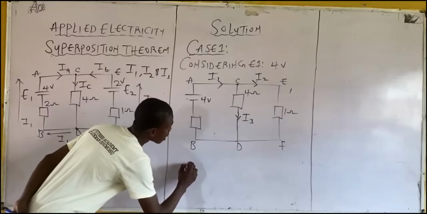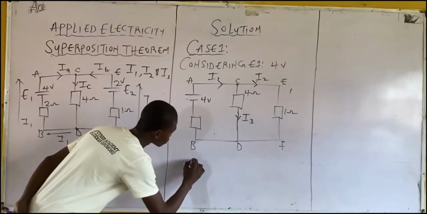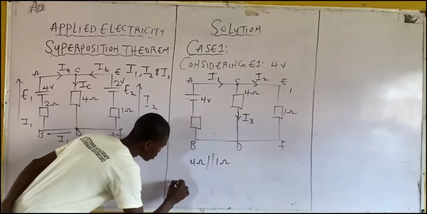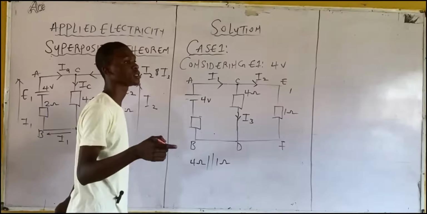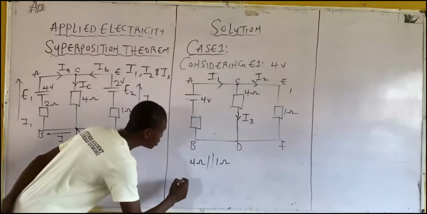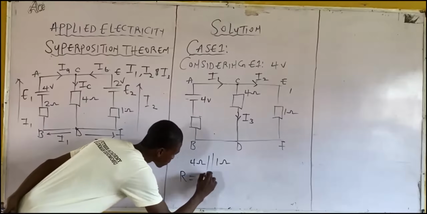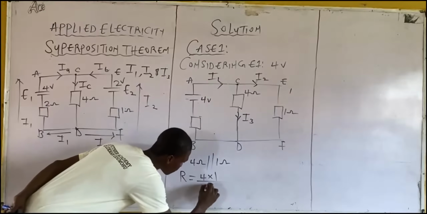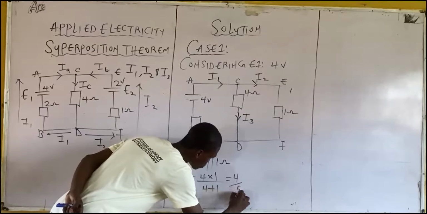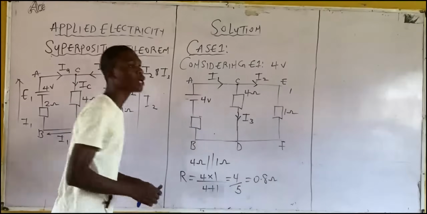Meaning that R total, the parallel calculation of the 4 ohm resistor and 1 ohm resistor. What do you have? What should we denote it as? Like the variable, we should use R, right? Okay, meaning that R is equal to what? 4 times 1 divided by 4 plus 1. What's the value? 4 over 5 is equal to what? 0.8 ohms. Are you with me?